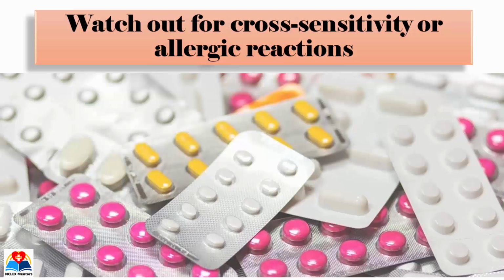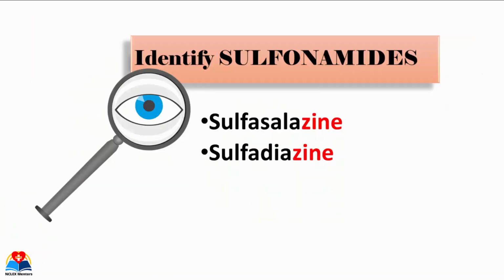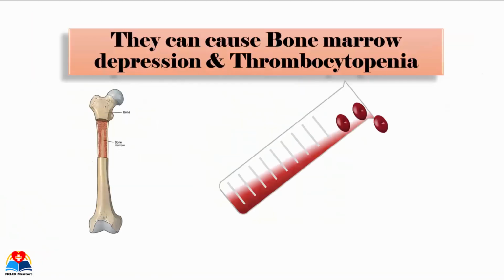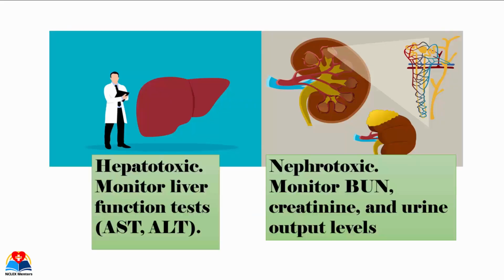Like fluoroquinolone, the other class of drug that can cause thrombocytopenia or bone marrow depression are the sulfonamides. Common points, as we have already discussed, they may cause bone marrow depression. This is also called thrombocytopenia. These classes of drugs are both nephrotoxic and hepatotoxic. So we should assess the liver function tests and kidney function through BUN, creatinine, and urine output levels.